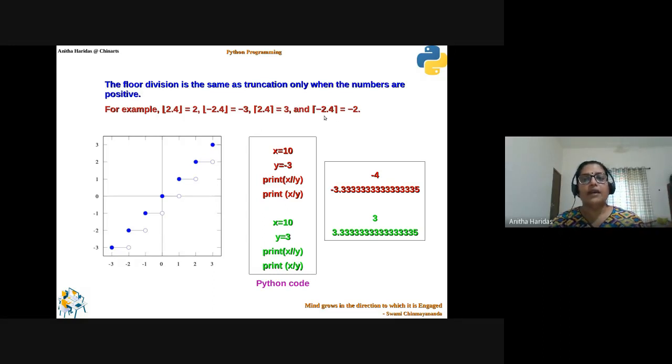The same way, if it is a negative value, minus 2.4, right? So minus 2.4 comes somewhere around here. Now, since it is ceiling, it goes high, right? So it goes up. Then the integer value is going to be minus 2, right? So I put this example here for understanding how the flooring and ceiling operations of the round function are performed.